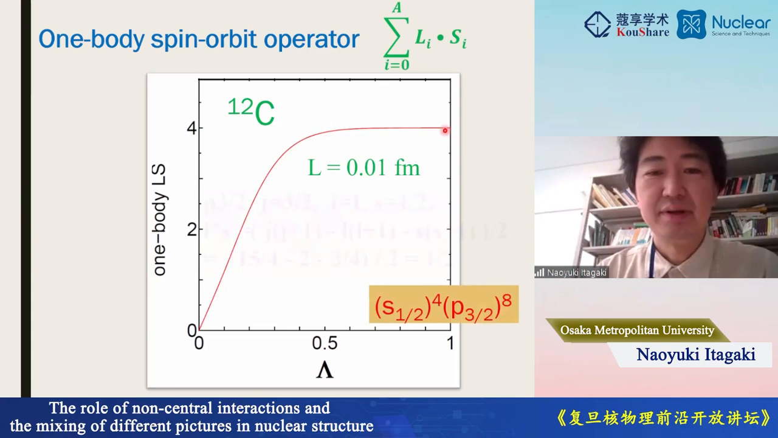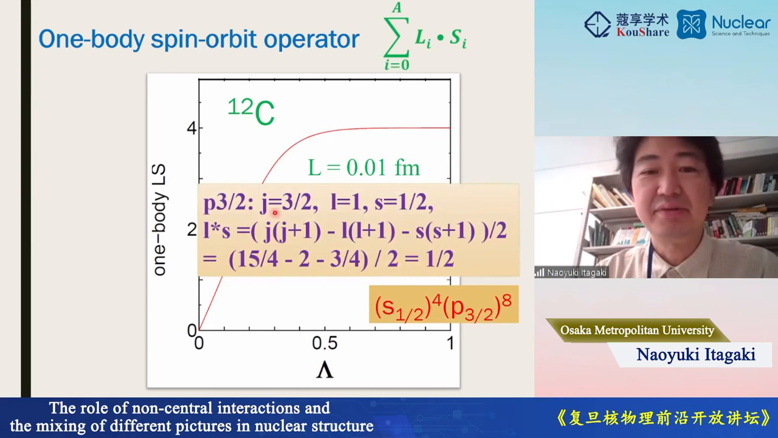So P3/2 means J is 3/2, L is one, and S is 1/2. In this case, this L dot S for one nucleon is 0.5. And eight nucleons are in P3/2, so 0.5 times eight is four. So that's why it converges to four. So we can successfully transform the three-dimensional harmonic oscillator wave function to the JJ coupling shell model wave function in this way. So it's quite general: not only for carbon 12, we can use it for any case.